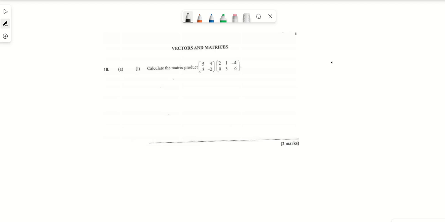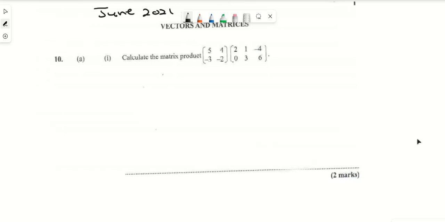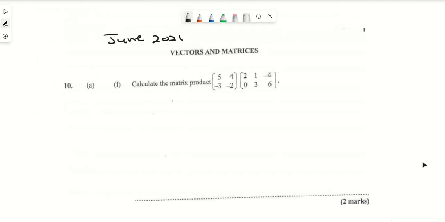Hi, good day everyone. So today we'll be doing June 2021, number 10. June 2021, number 10. Let's just zoom this in so we could see it properly. Calculate the product of that matrix multiplied by the next matrix.